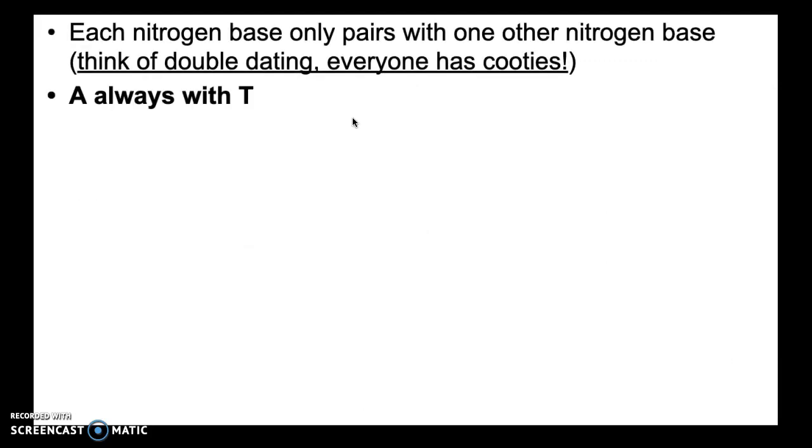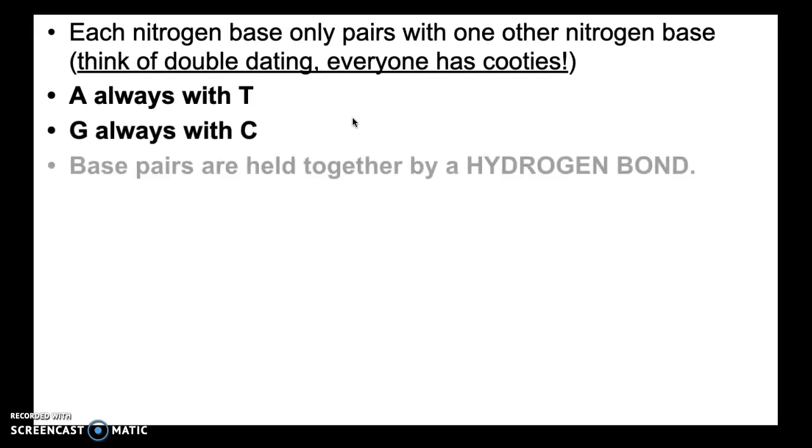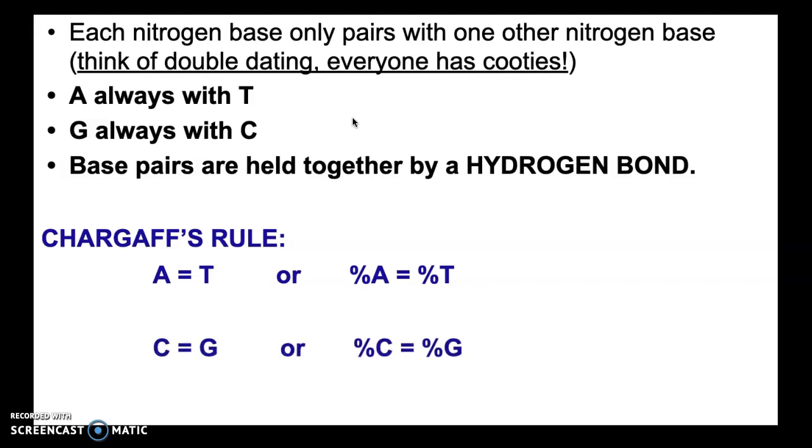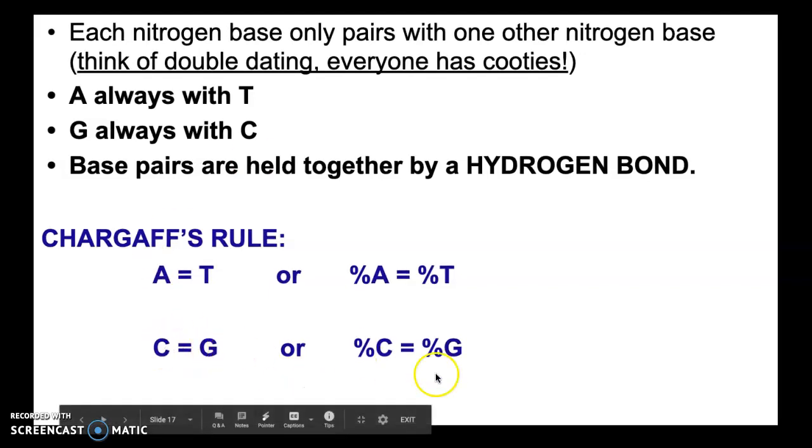Each nitrogenous base only pairs with one other nitrogenous base. Double dating, everyone has cooties. A always goes with T, G always goes with C. The base pairs are held together by a hydrogen bond, which is in chapter 10, section 2. We know Chargaff's rule. The number of A's will be equal to the number of T's, or the percentage of A's is also equal to the percentage of T's. Same concept with C's and G's.